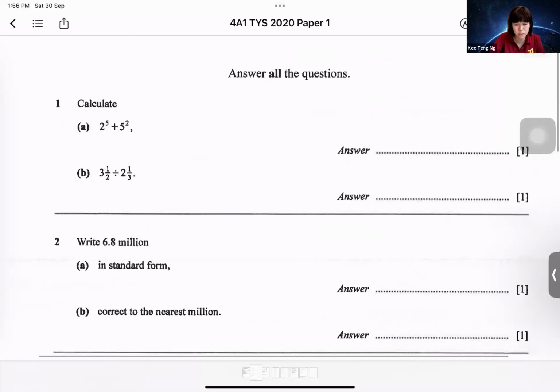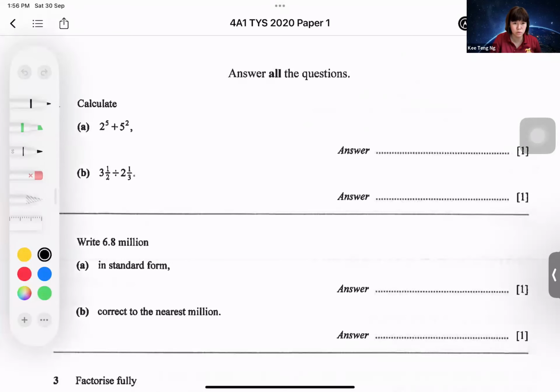Okay, for here, the first question, calculate the following value. So what you can do, you can just press the numbers into your calculator. 2 to the power of 5 plus 5 squared. Give me a minute. Please remember to press the arrow button to the next, to make sure you get the correct answer. So this one will be 57.